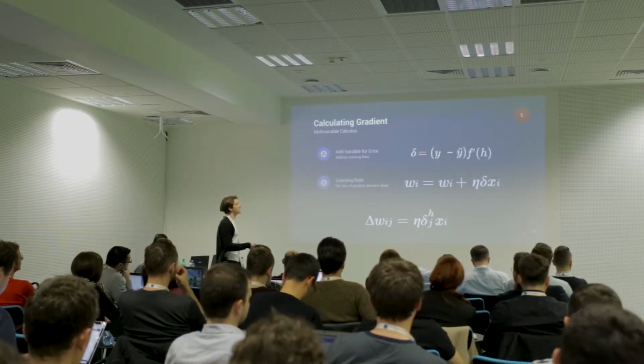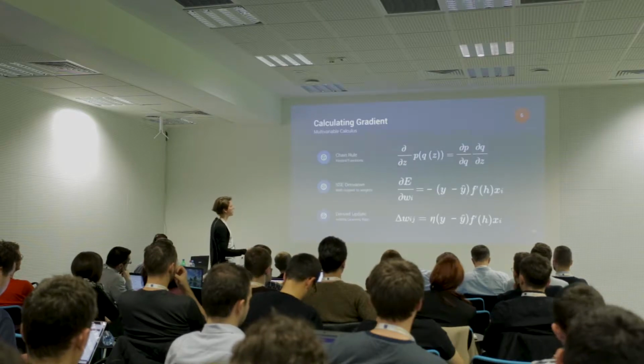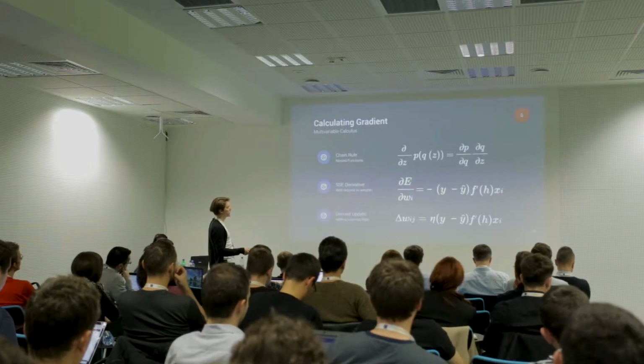Here I'm just changing. As you saw previously, I have y minus y hat multiplied with this function, and I'm just replacing it with d for simplicity. And then to be able to update in the gradient descent step, you just use this formula, which is the learning rate multiplied with the formula that we saw before, and you also need the inputs here.